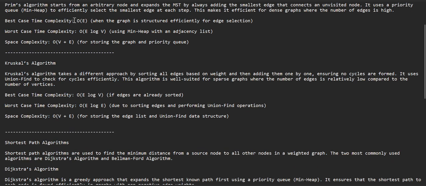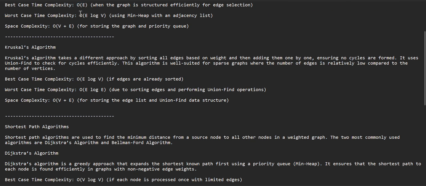The best time complexity is O of E, the order of edges, when the graph is structured. The worst complexity is order of E log V, using a minimum heap with an adjacency list. Space complexity is order of vertices plus edges.